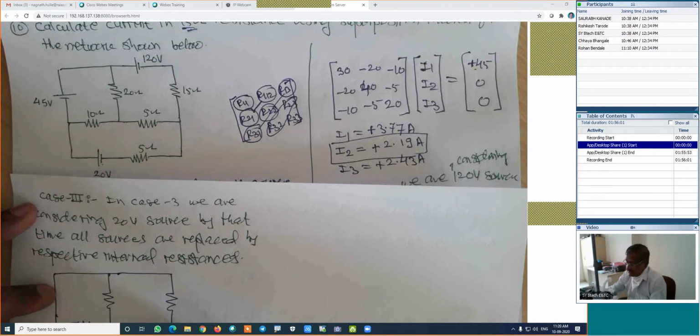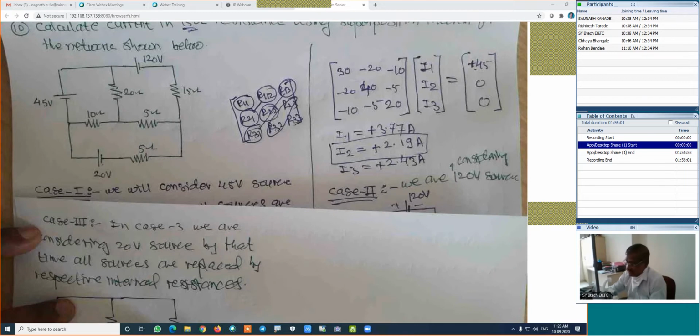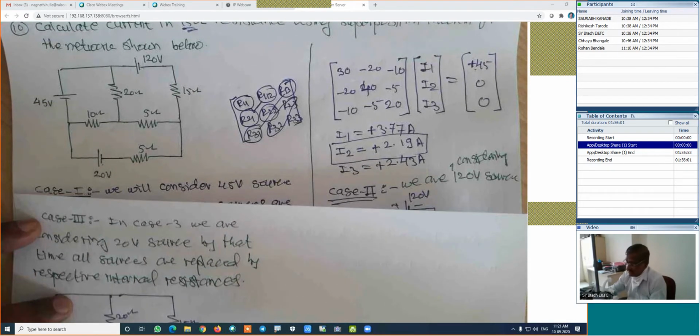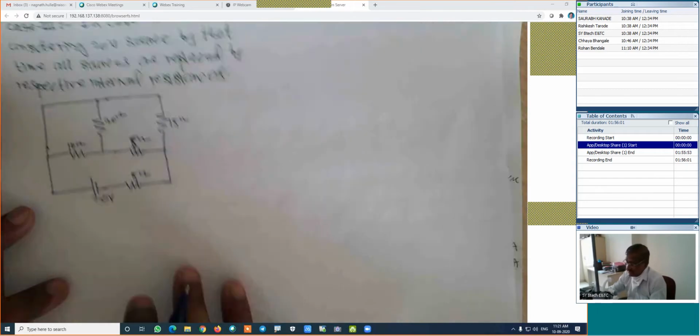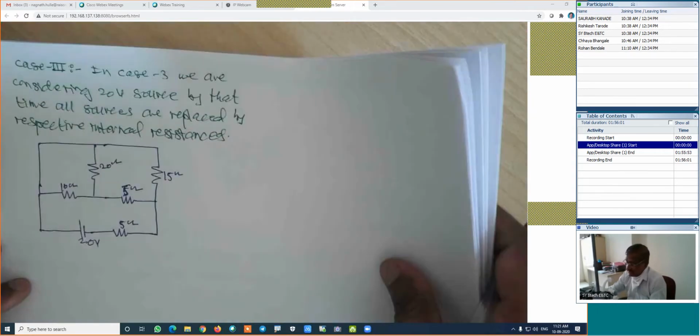That is the 20 volt source. Is it right? This is 5 ohm. Here this value is 20 volt. It is 5 ohm. This is 5. Here it is 15. It is 20. Then this is again 10. Is it right? This will be the figure for case 3.